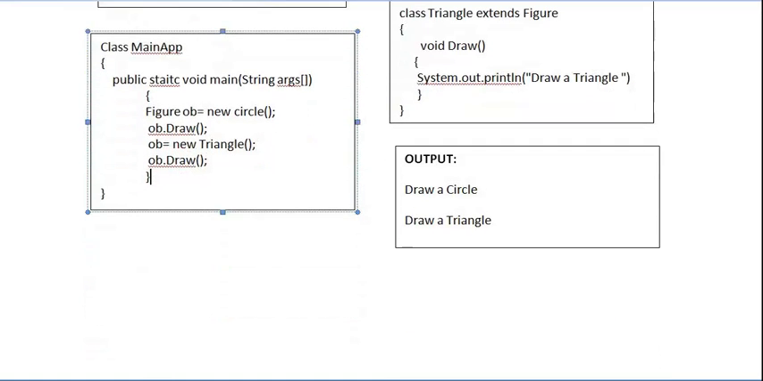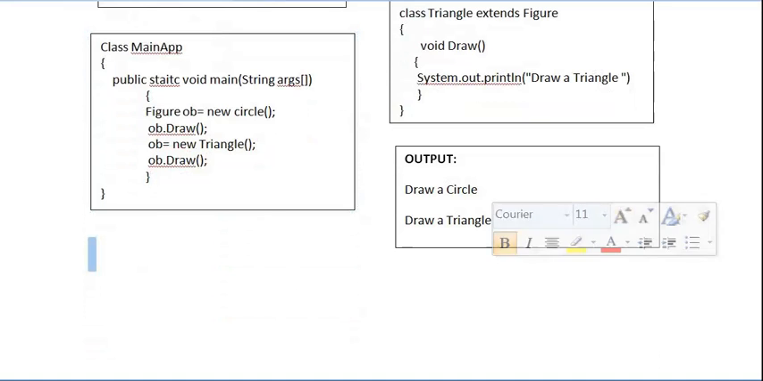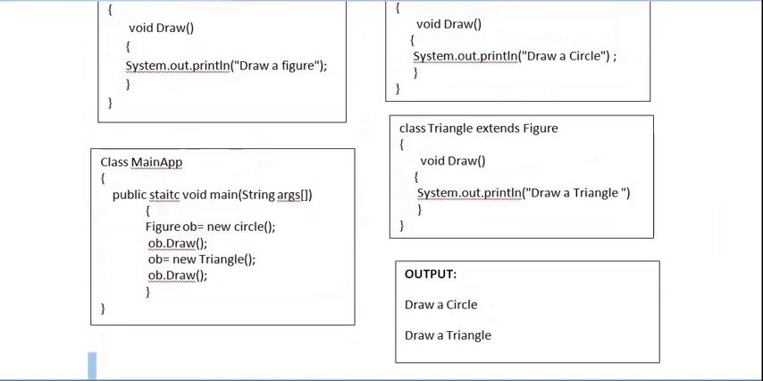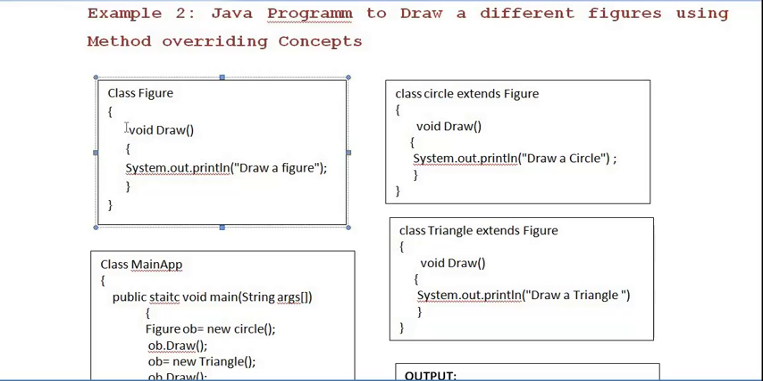I hope you understand this concept. So what is method overriding? Method overriding means the function prototype of the base class is the same as the function prototype of the derived class. In such a situation, method overriding happens. Method overriding means the subclass method overrides the superclass method. So this is called method overriding.